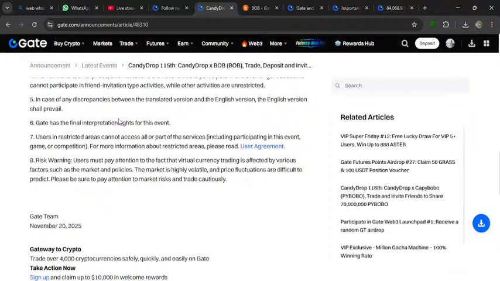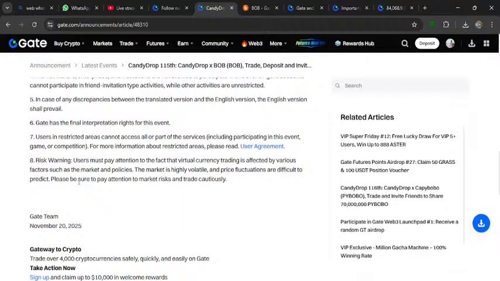The analysis gate has the final interpretation and rights for this event. A user in a restricted area cannot access all or part of the service. For more information about restricted areas, please read this user agreement.